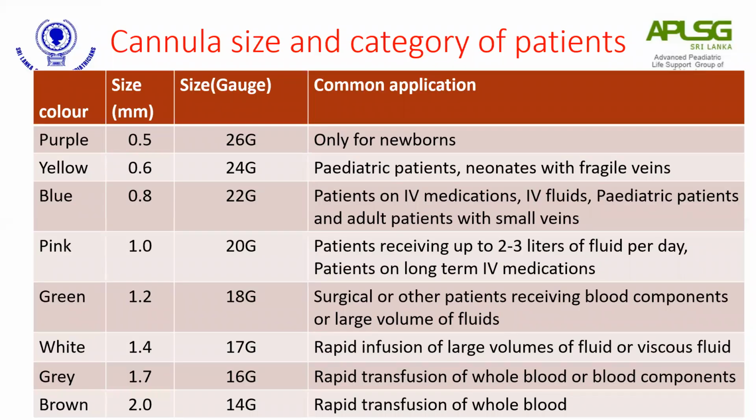As in this slide, you can see there are various sizes of the cannula with a color code. As the size increases, the gauge of a cannula decreases, starting from 0.5 to 2 with the size, and gauge will be 26 to 14. An easy thing to remember is that purple and yellow cannulas are used for newborns, blue for pediatric patients, pink, green, and white for adults, and gray and brown for rapid transfusion of blood or blood components.